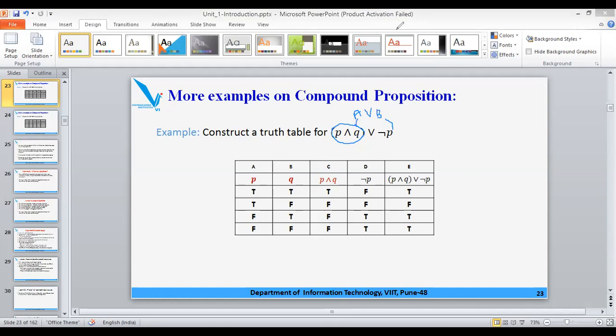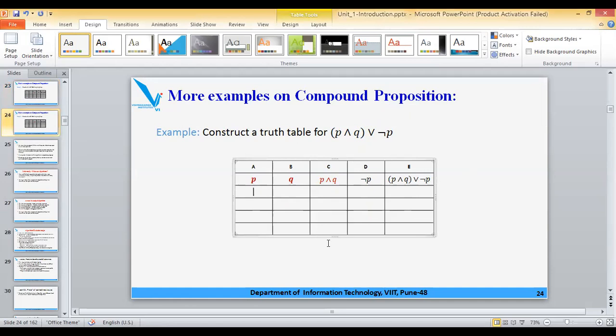Let's try to do it on our own. The same example, where the truth table is blank. Let's have true, true, true, then false, false, then true, then false, when it is false. These are all the combinations of P and Q. P and Q is true only when both are true. In all other cases, it is false.